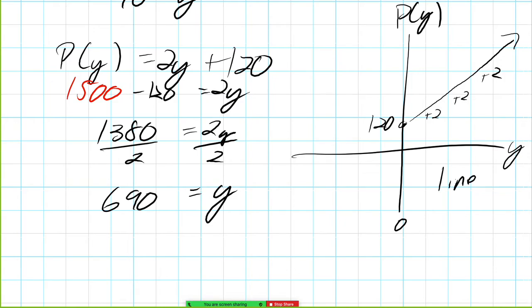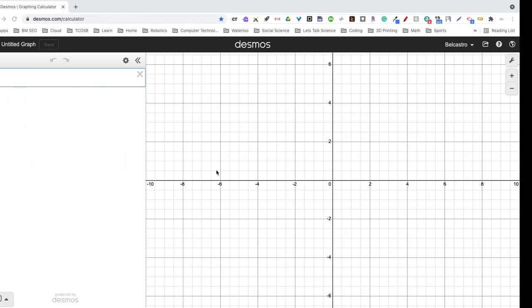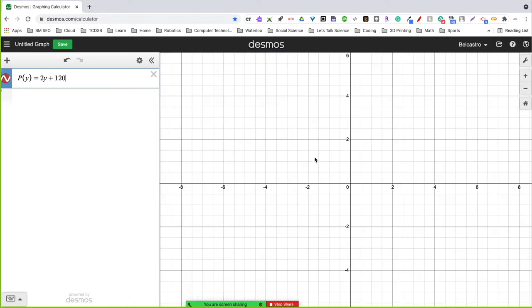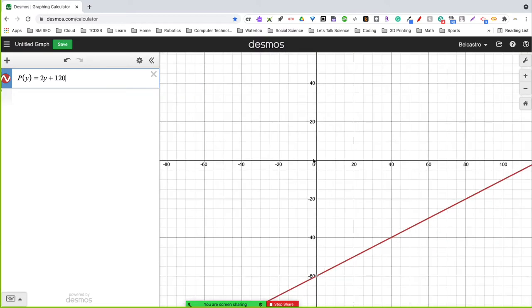We can see that. And what we can do is if we go onto our graphing calculator, we can plug in the original question. We can even write it in function notation here. So P at y is equal to 2y plus 120. And we'll probably have to zoom out quite a bit here to catch it.